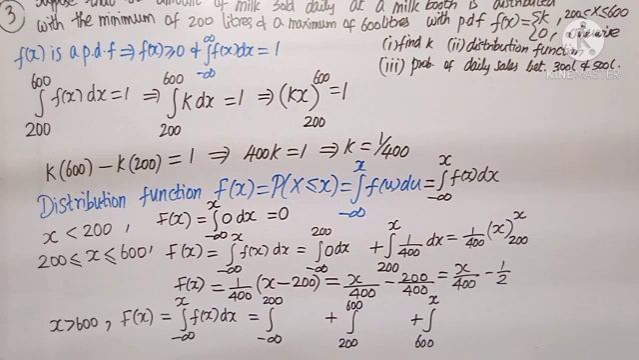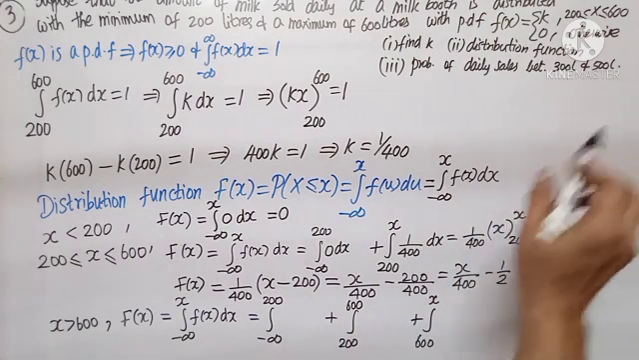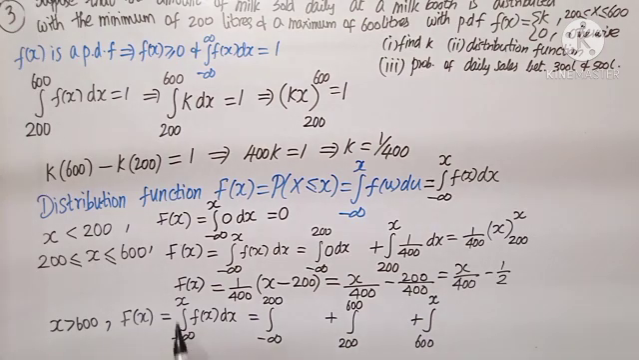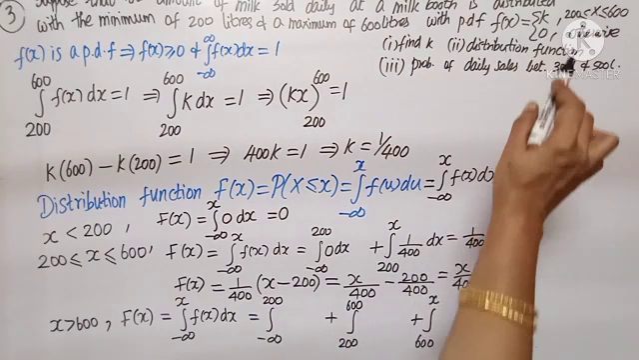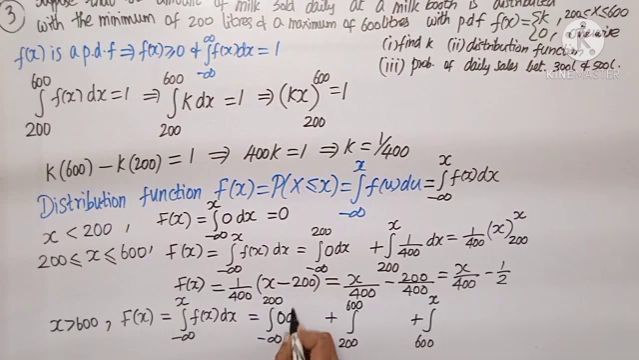Here, my question is split from 200 to 600. So, minus infinity to x. What is x? A value above 600. So, how will I write it? Minus infinity to 200, 200 to 600, 600 to x. From minus infinity to 200, the function is 0. From 200 to 600, the function is k. K value is 1 by 400 into dx.